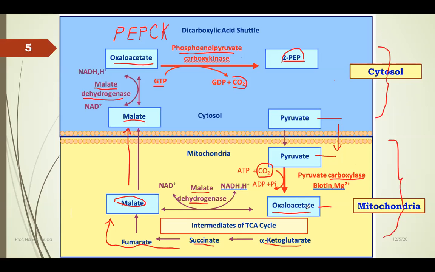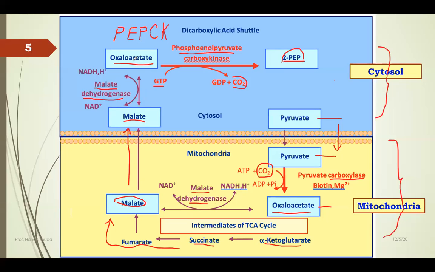Oxaloacetic acid is not allowed to cross the mitochondrial membrane. It will receive hydrogen atom by the enzyme malate dehydrogenase. When we add hydrogen atom to oxaloacetate, it is converted to malate. And then malate goes outside, crosses the mitochondrial membrane, and goes to the cytosol.